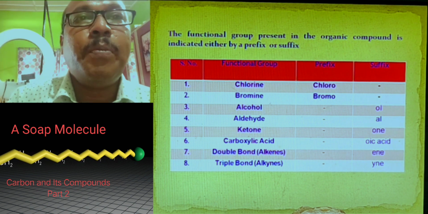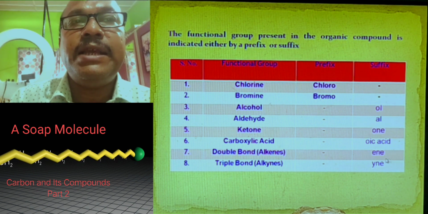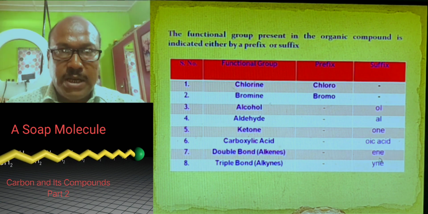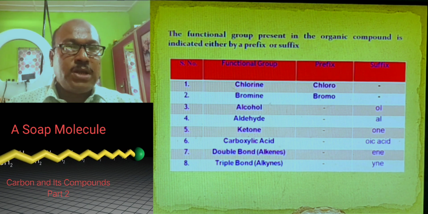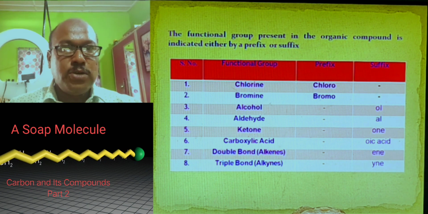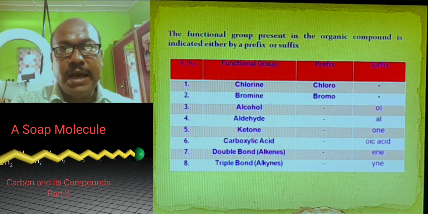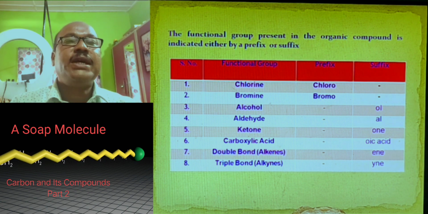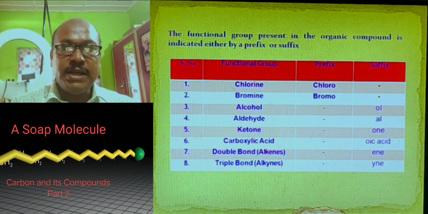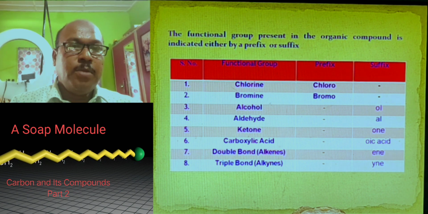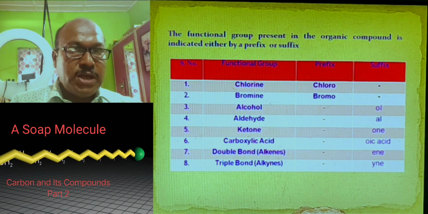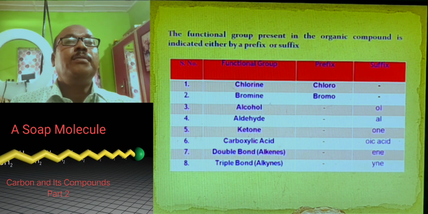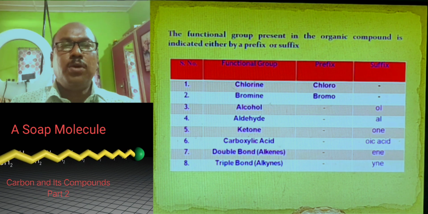And double bond compounds will be called alkenes, then ene is used. For example, ethane will be ethene, propane will be propene because a double bond is there. It is an alkene, so the last three letters, ene, as a suffix will be added. And if it is an alkyne with a triple bond, then yne is used. For example, ethane will become ethyne. Propane will become propyne.